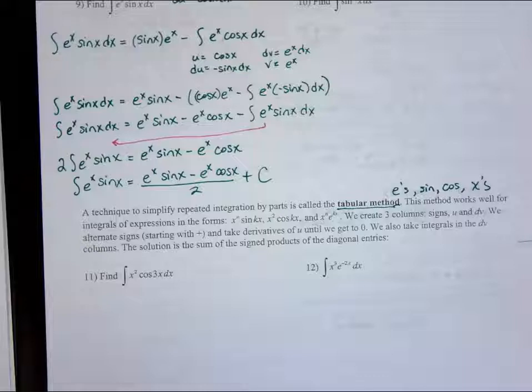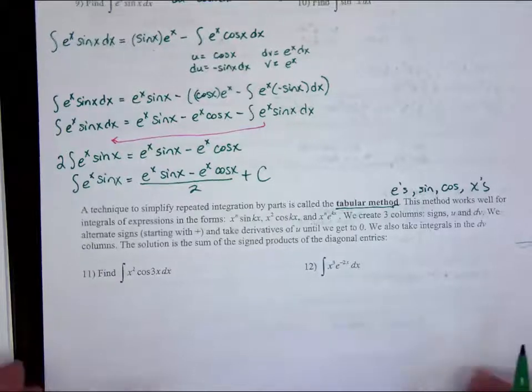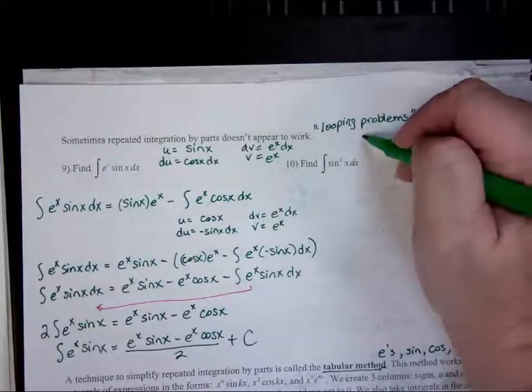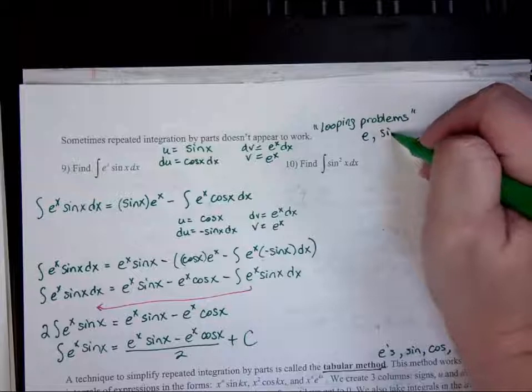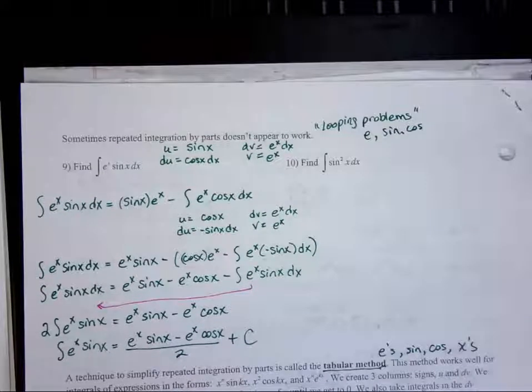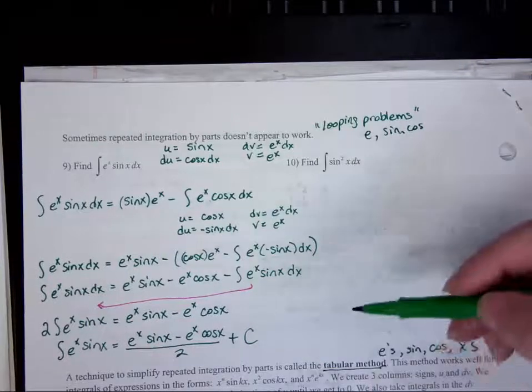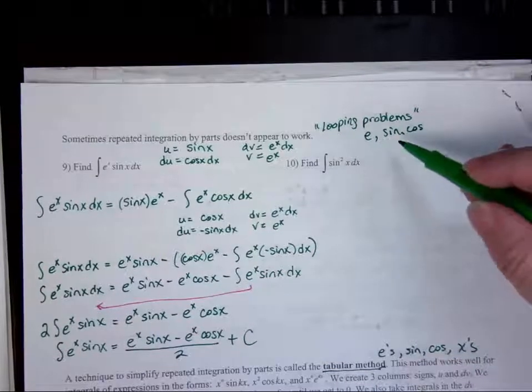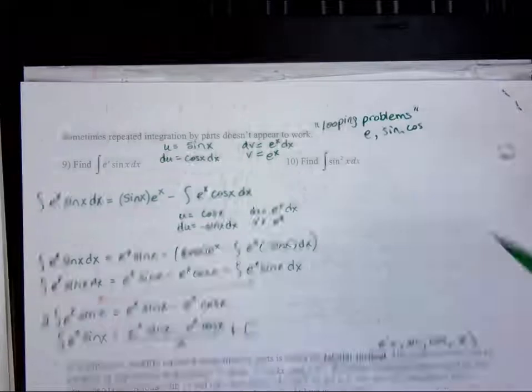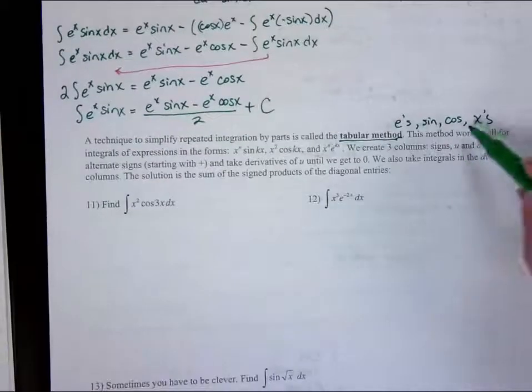I'm going to jump back to the top and write down that for the looping problems, it's e, sine, and cosine only. So these weird ones that we just did have e's, sines, and cosines only in the integral. This one has e's, sines, and cosines along with an x.